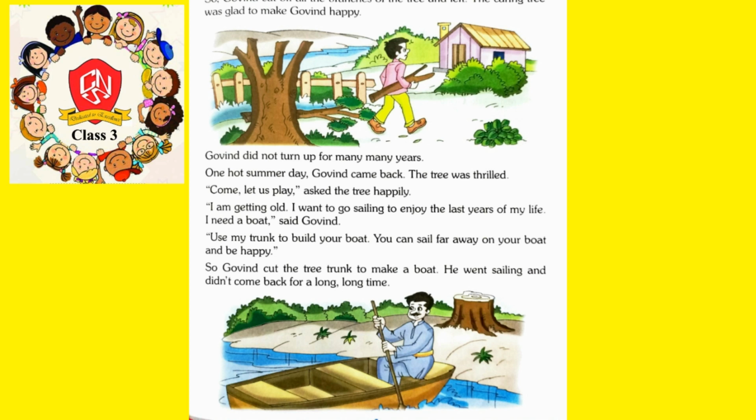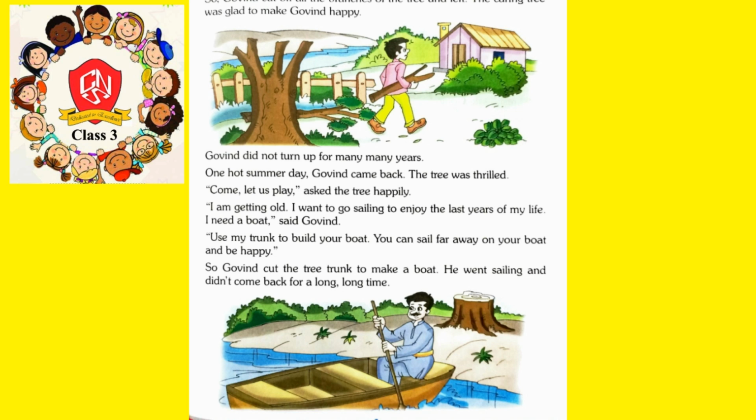Govind did not turn up for many years, and as usually, Govind forgot about his kind hearted, selfless friend, that was the big apple tree. One hot summer day, Govind came back. The tree was thrilled. Come, let us play, asked the tree happily.